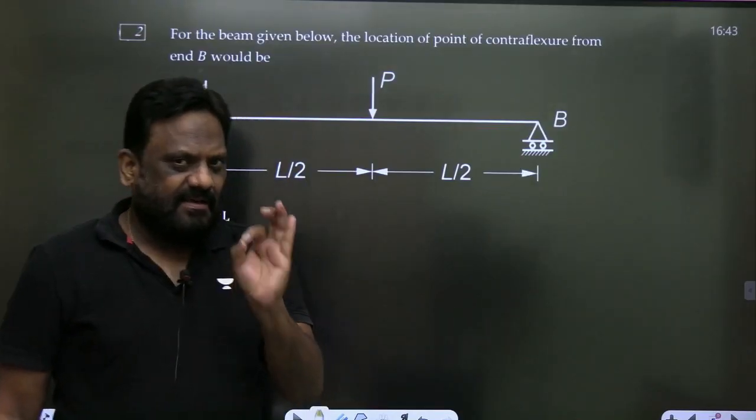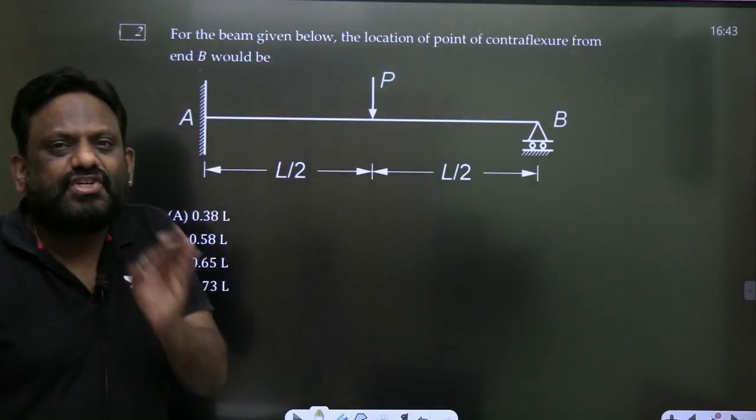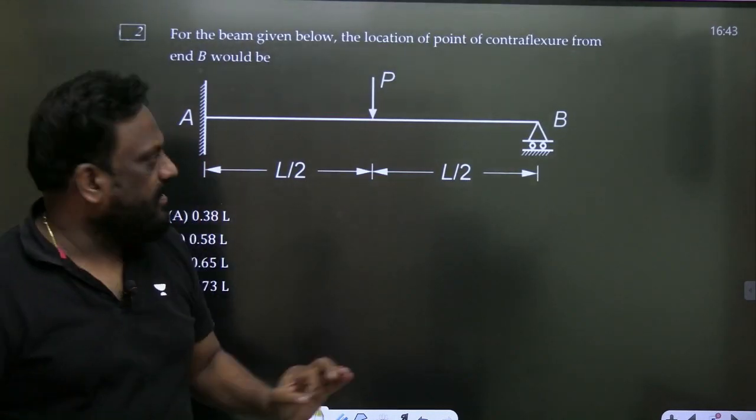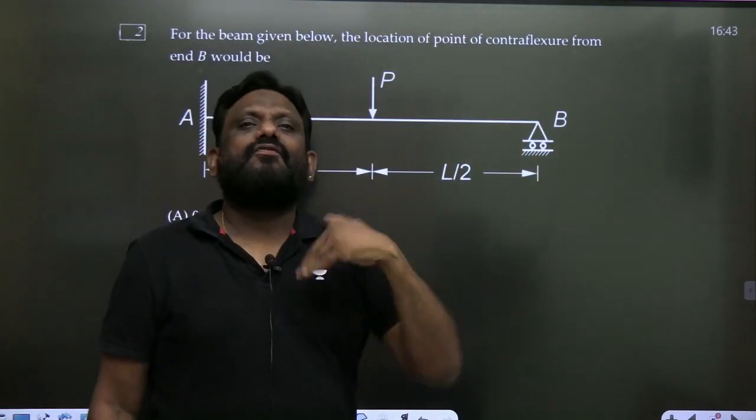So, क्या पूछ रहा है sir? He is asking, what is the position of contraflexure from the end B? इस end से where is point of contraflexure?